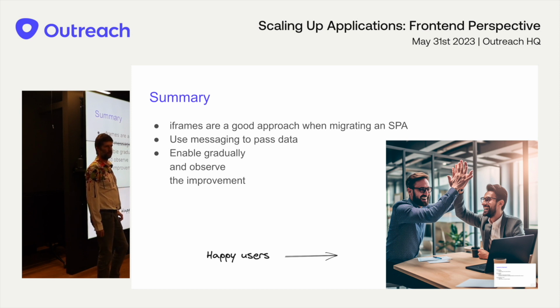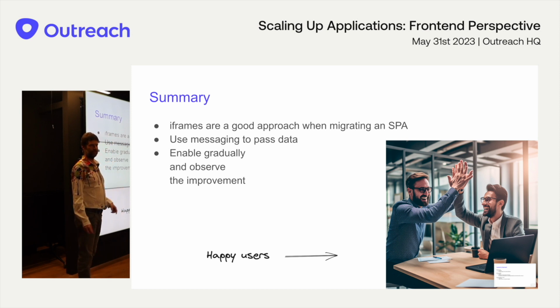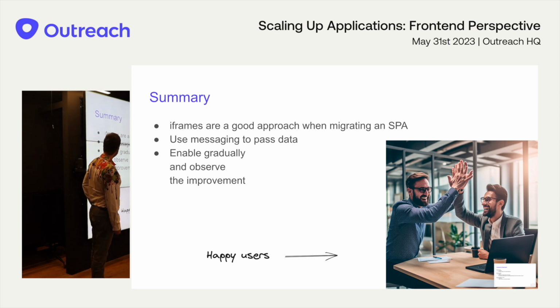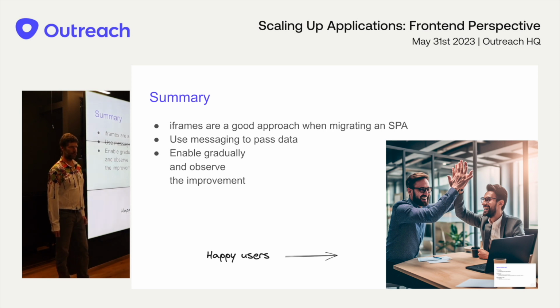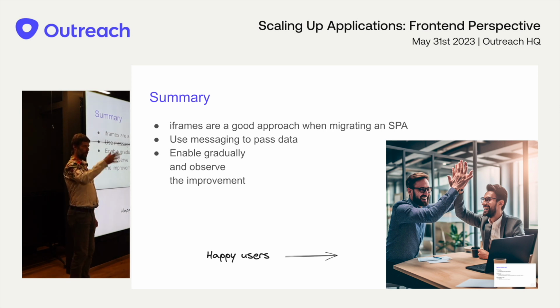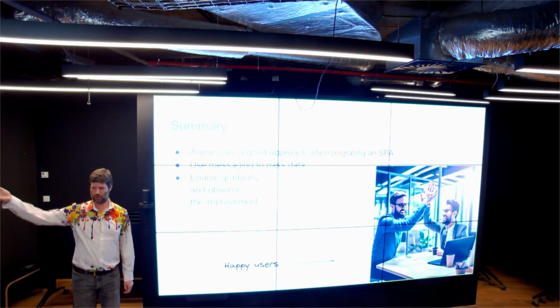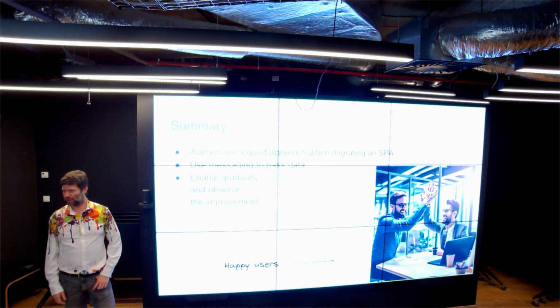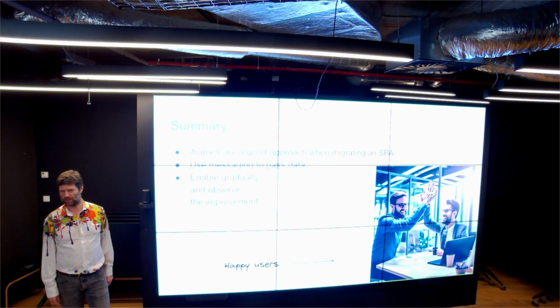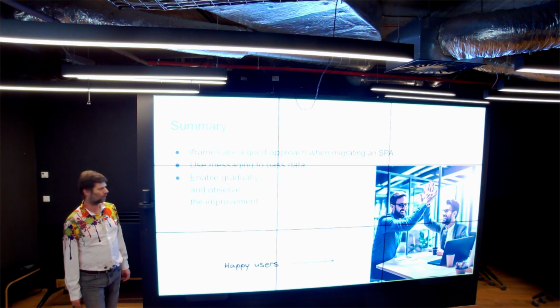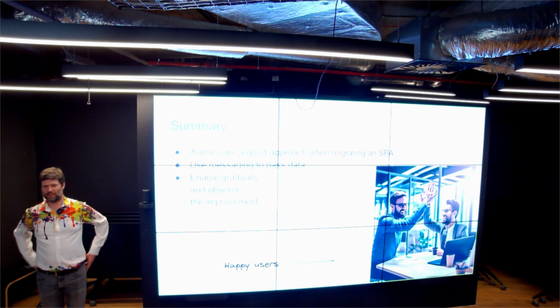Then messaging, of course, is a must-have if you want to communicate. Post message is your friend here. It's safe enough, and you can enable gradually, and by having a telemetry sending info what the user is doing, you can make sure that what you have written is actually better than what you had before. In the end, I believe that most of our users are happier.